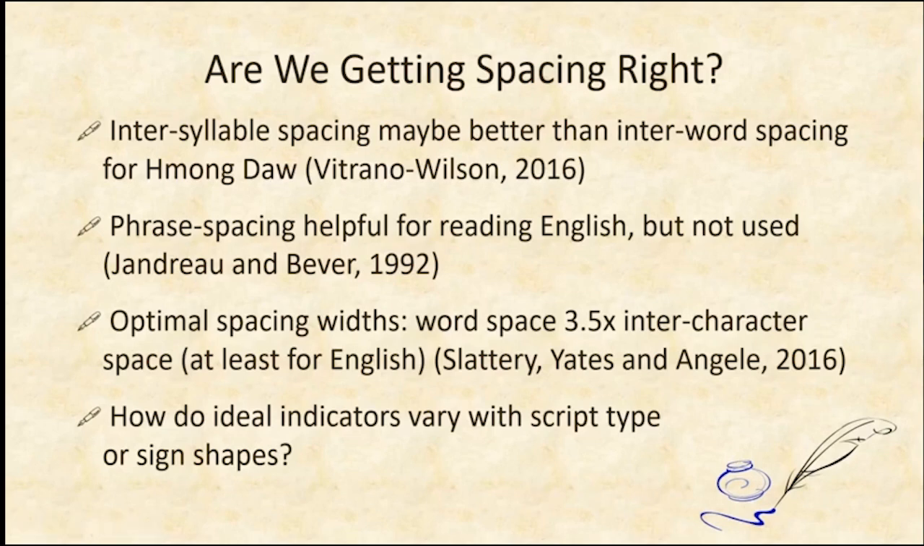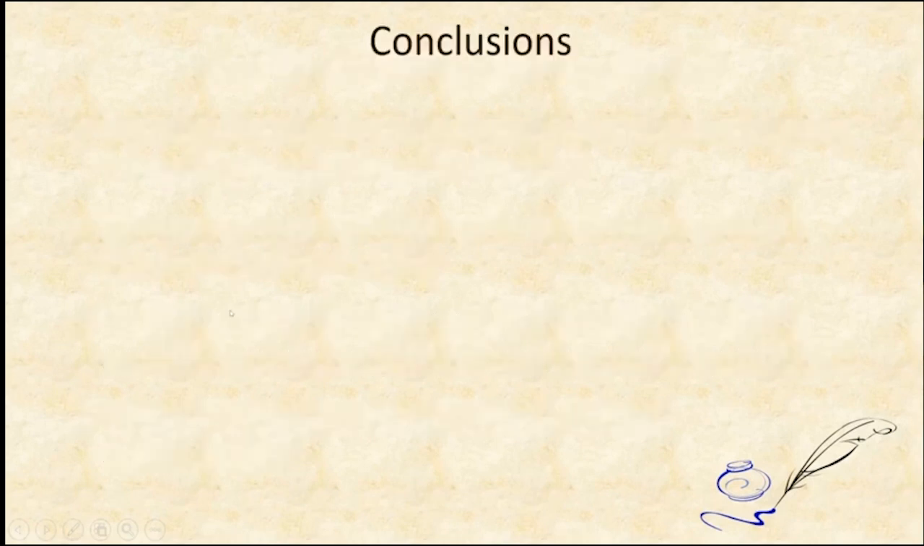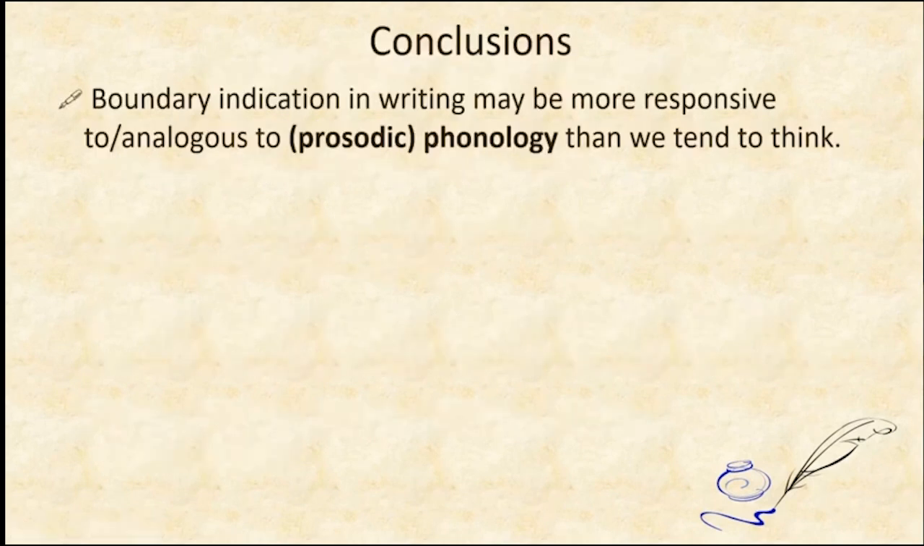And finally, this is not just all about spacing. There were all of those other markers and cues. So how does the ideal indicator for a given writing system vary with script type or the sign shapes you find in a given script? So I feel like I've raised more questions than I've answered.